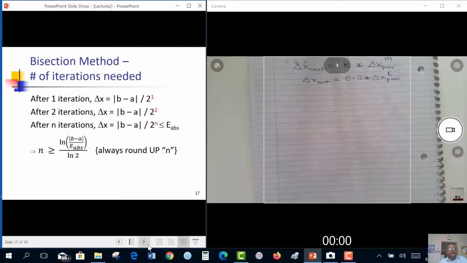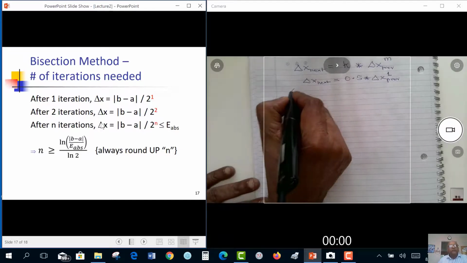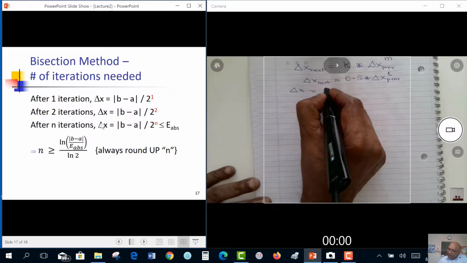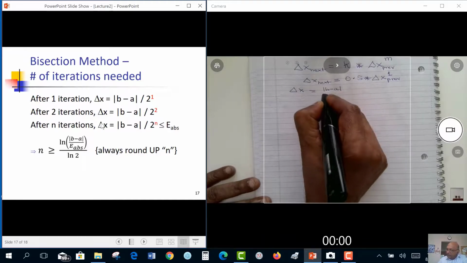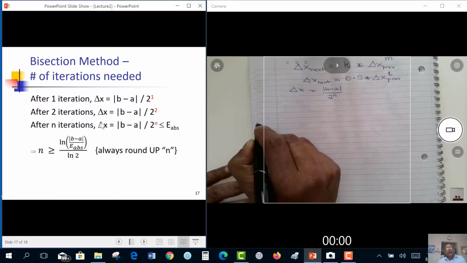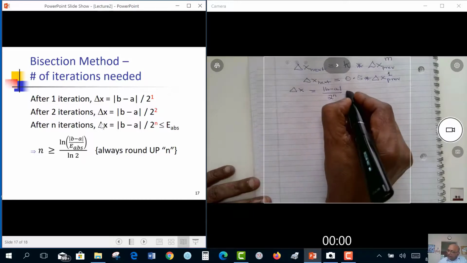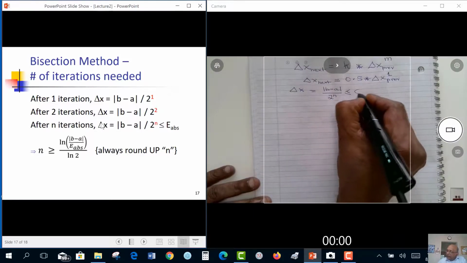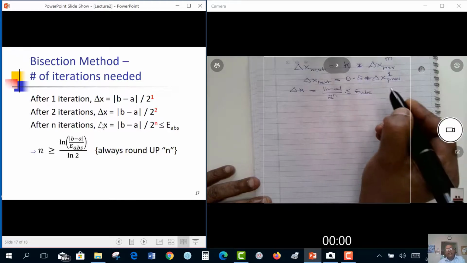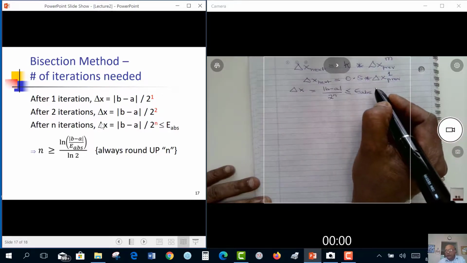In fact, you can see after one iteration, delta x would be b minus a over 2. After 2 iterations, it'll be half of that. That means instead of 2 to the power 1, it'll become 2 to the power 2. So after n iterations, delta x will become b minus a over 2 to the power n. And the reason we are going to stop is that we would satisfy our criterion that this is less than epsilon absolute.